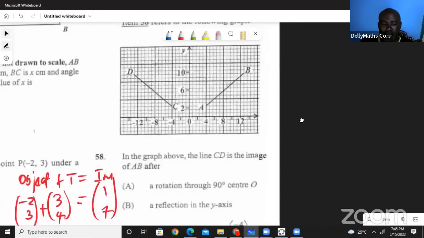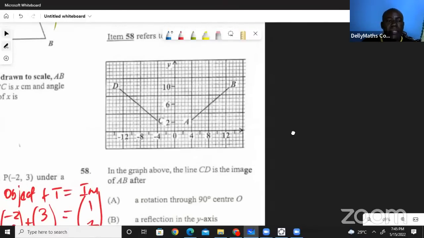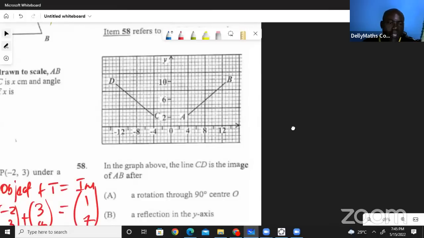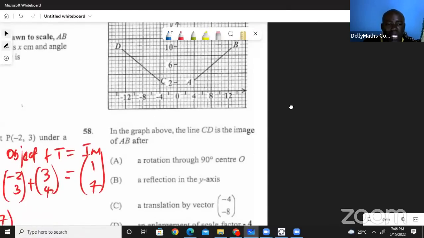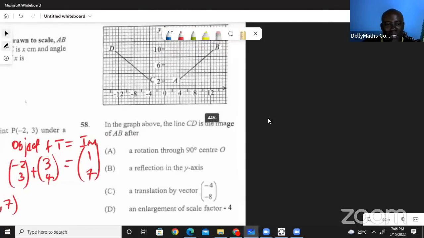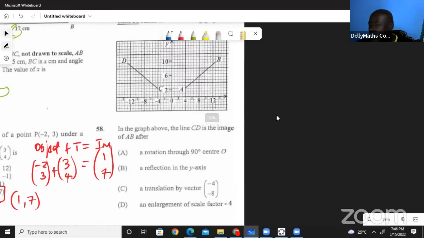Item 58. Item 58 says in the graph above, the line CD is the image of AB. Let's go. CD is the image of AB. All right, very good. So they are saying what it is. Is it a rotation? Is it a reflection? What is it? I'm looking for the answer. Yes, Simara, your answer is correct. Karima, your answer is okay. All right.